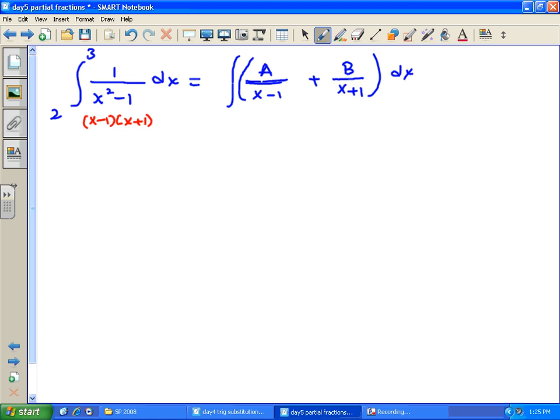We have to factor this one because it's not an irreducible quadratic. It can be further factored as x minus 1 times x plus 1. What if you had something like x squared minus 2? Can that be factored further? Technically it can be, right? x minus root 2 times x plus root 2. Even that one can be factored further.